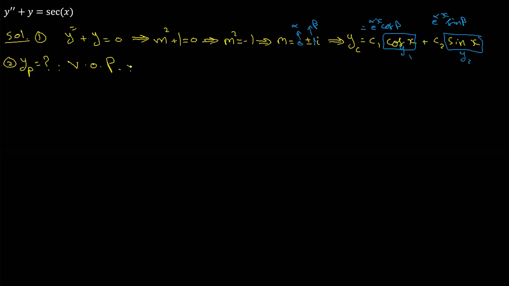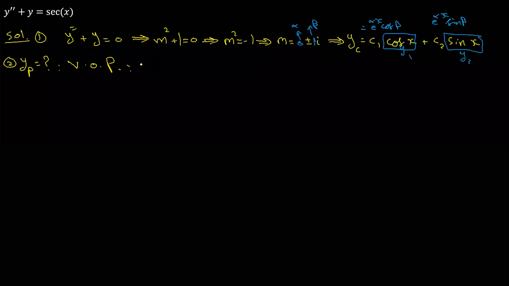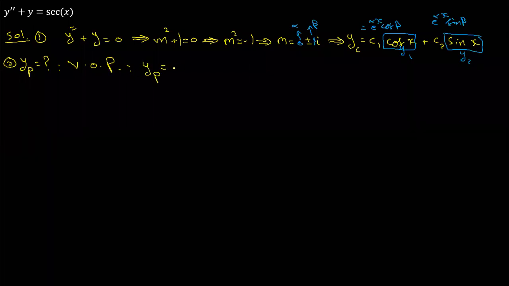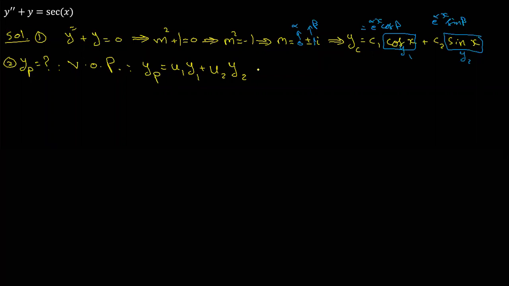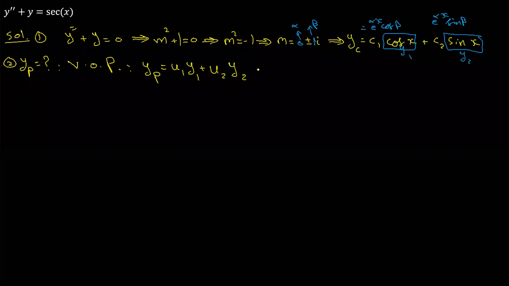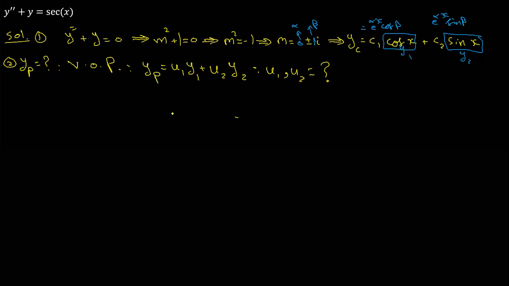Do you remember from your cheat sheet the rule of yp using the variation of parameters? Anyone, if you wrote it? It is u1 y1 plus u2 y2. This rule must be written in your cheat sheet. y1 is given from the homogeneous solution, and y2 is also given from the solution of the homogeneous. What about u1 and u2? So now my aim is to find u1 and u2, these two unknown functions.